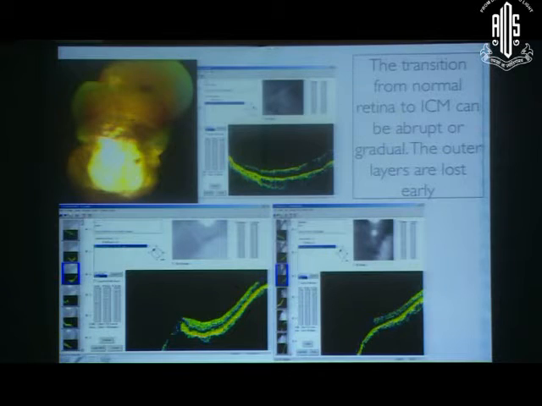The transition from the normal retina to the intercalary membrane can be very abrupt, like in this case. You can see this is the normal architecture of retina, and suddenly it becomes a thin intercalary membrane right at the margin. While in another case, there is a gradual transition where it loses a few outer layers first, and then the inner layers last, becoming fibrotic.